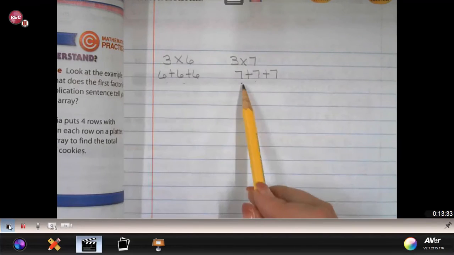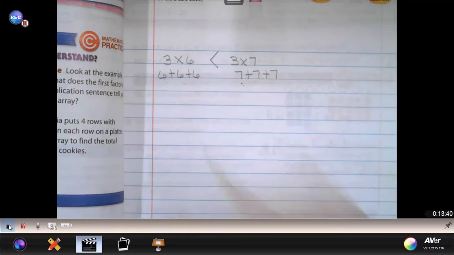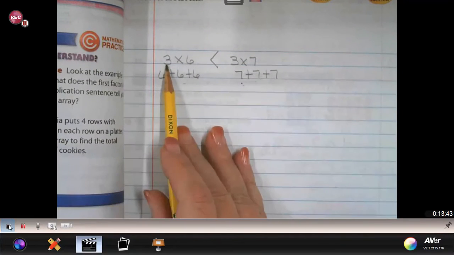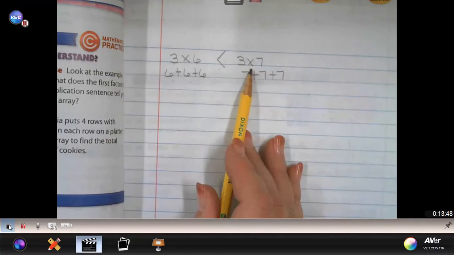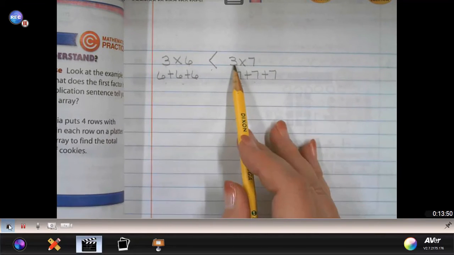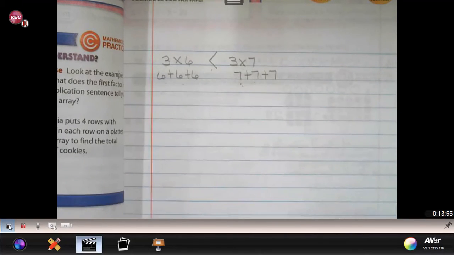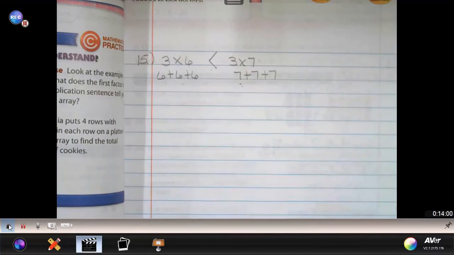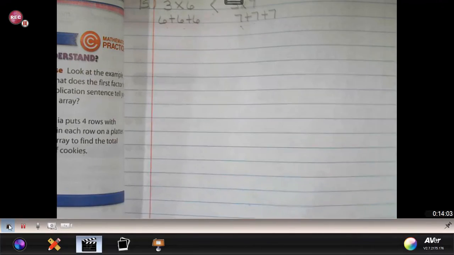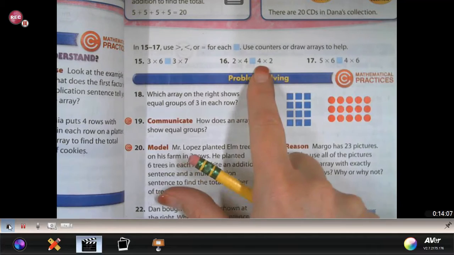So we should already know that if I have 3 groups of 6 and 3 groups of 7, 3 groups of 7 is going to be greater. So we could say 3 times 6 is less than, and we read it like a book going from left to right, is less than 3 groups of 7, or 3 times 7. So that's number 15. Number 16, we are comparing 2 rows of 4 to 4 rows of 2.